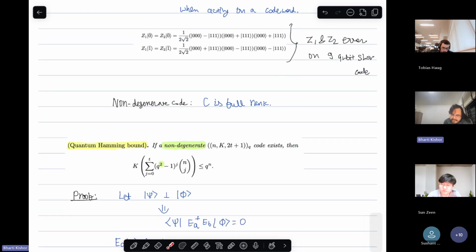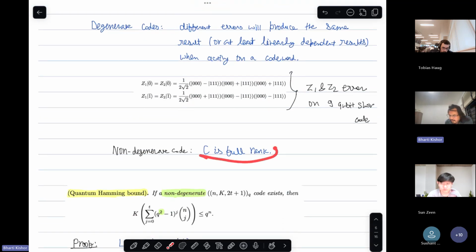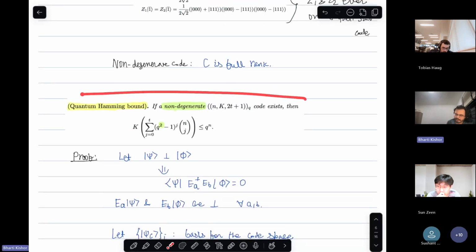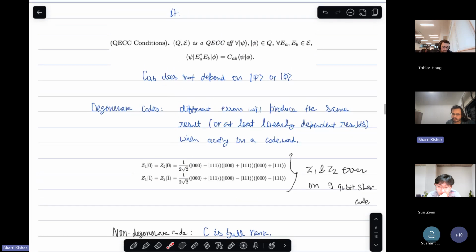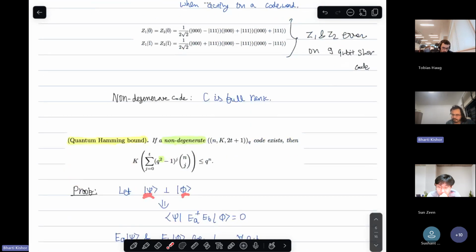So in the non-degenerate code, where different errors have different results, the C matrix that you have here is basically full rank. And we will use this fact to prove the quantum Hamming bound. So this is your quantum Hamming bound. Now let psi be perpendicular to phi. So you have this Knill-Laflamme condition, and let's say psi is perpendicular to phi.